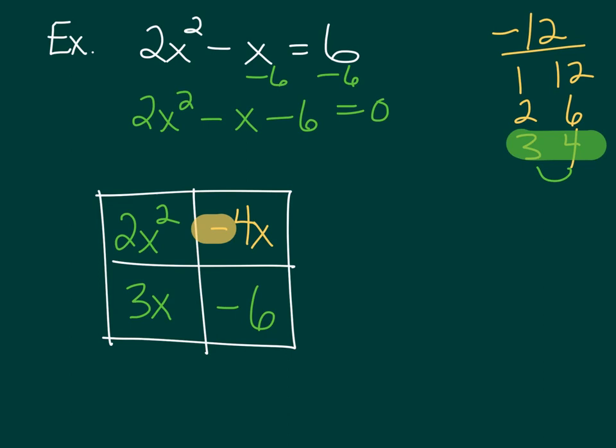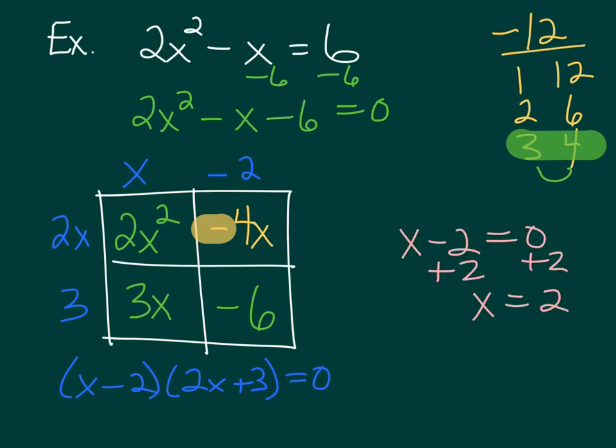So for 2x squared and 3x, it's an x. For negative 4x and a negative 6, it would be a negative 2. 2x squared and a negative 4x would be a 2x. And 3x and a negative 6 would be a 3. So now I have them in factored form, which is x minus 2 times 2x plus 3, and remember, it is all equal to 0.